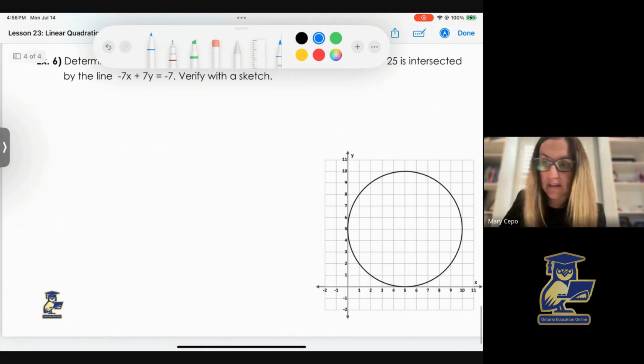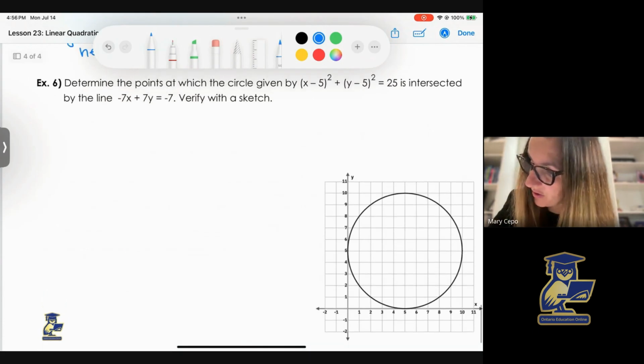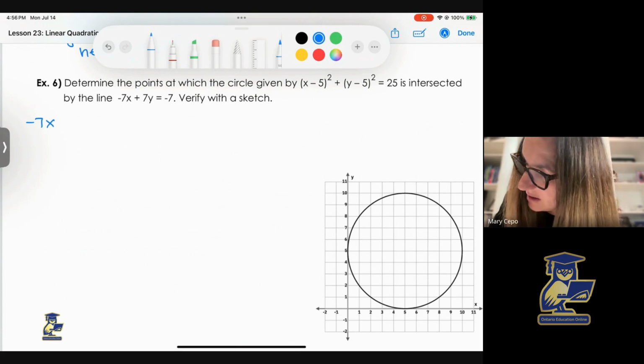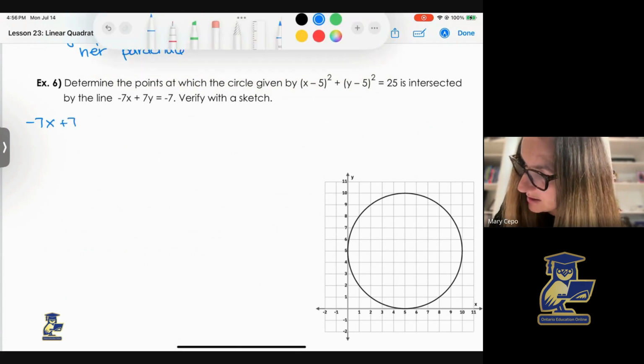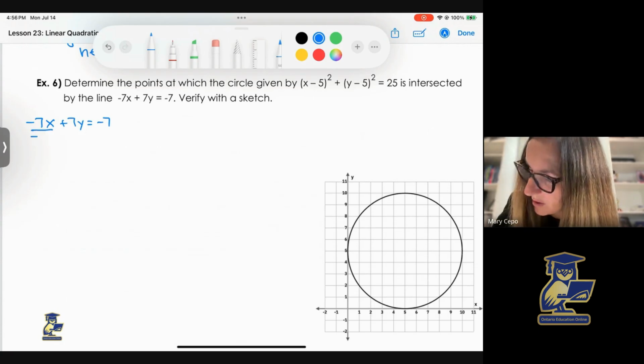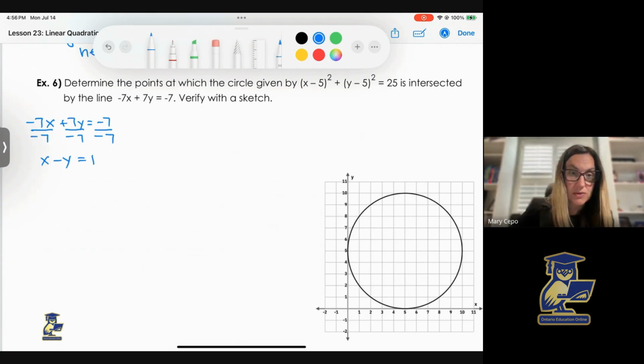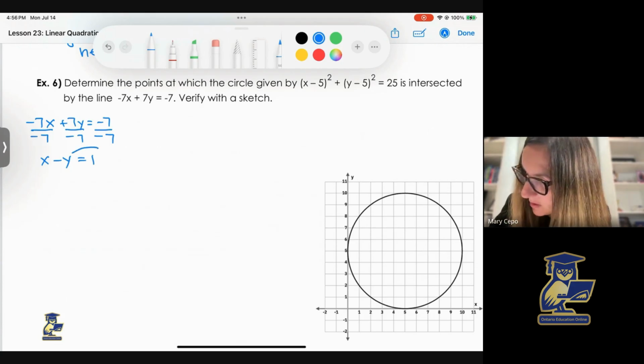With that in mind, it would be best to isolate again with your linear function. So we have negative 7x plus 7y is equal to negative 7. Let's simplify that. We are going to divide everything by negative 7, so x minus y is equal to 1. Excellent. Now we need to isolate for one of the variables. Because x is always positive, we're going to bring that over. I'm going to say x is equal to 1 plus y.